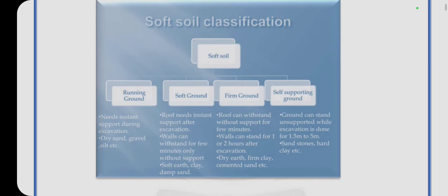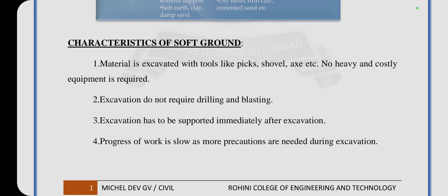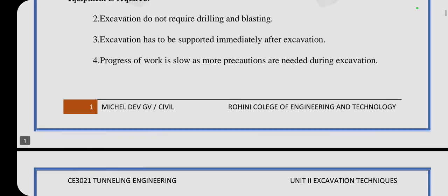Then soft ground is soft earth, clay, then damp sand. Firm ground is dry earth, firm clay and cemented sand, etc. Self-supporting ground is sandstones, hard clay, etc. The characteristics of soft ground: the material is excavated with tools like the pick, shovel, etc. No heavy and costly equipment is required. Excavation does not require drilling and blasting, and the ground is supported immediately after excavation. The progress of the work is slow as more precautions are needed during excavation.